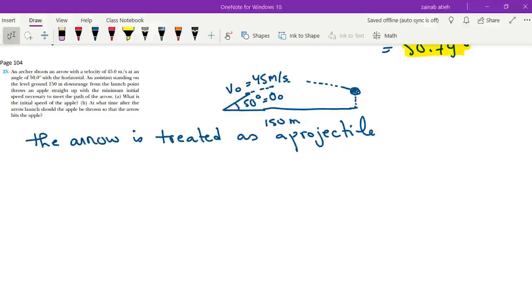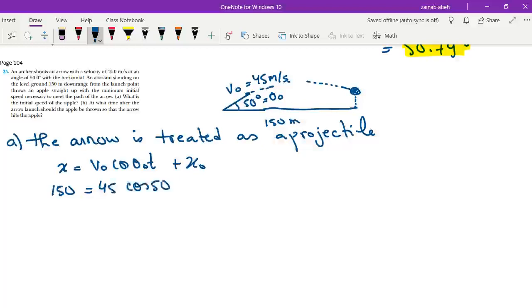So let's find y. I will use the equation which is x equals v0 cosine theta 0 t plus x0, and I have x which is 150 equals v0 was 45 cosine 50 for sure times t plus x0 was 0. I will get t equals 5.19 seconds. Now I have the time. This is the time needed by the arrow from the launching point to meet the apple.